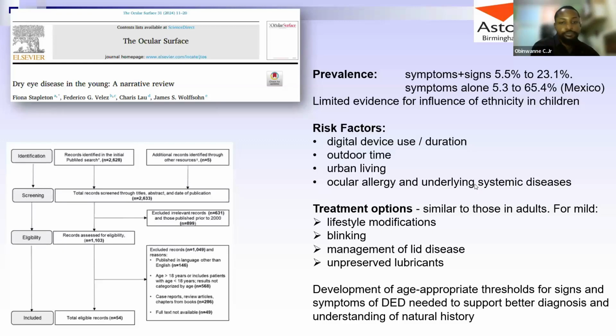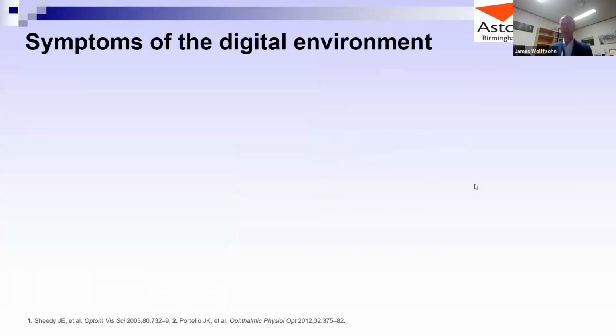Risk factors: we see digital device use again, and duration, but also other aspects that tie into that, such as outdoor time, urban living, ocular allergy and underlying systemic disease. Now, we don't have a good way of treating children yet specifically for dry eye disease, but generally people apply treatments in a similar way to adults, with lifestyle modifications, blinking, management of lid disease, and unpreserved lubricants. Okay, so let's move on to specifically the digital environment.